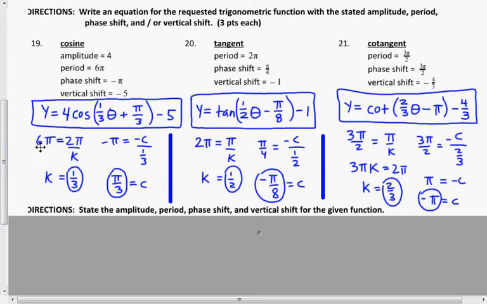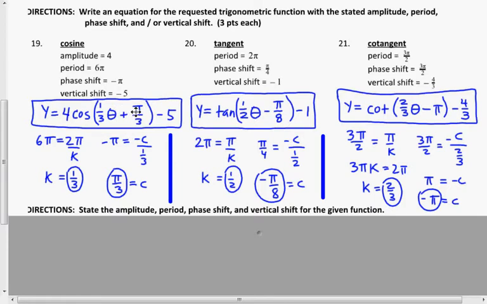So the first thing I did was say, if this is a cosine function, the formula for finding the period of a cosine is that the period will equal 2 pi over k. Well, that means that 6 pi needs to equal 2 pi over k. And so if you multiply by k on both sides, you get 6 pi k equals 2 pi. And when you divide by 6 pi on both sides, the pi's cancel, and 2 over 6 reduces to 1/3. So the value of k for my equation is 1/3. So I can put that in here. It's 1/3 times theta. And then I need to find the value of c.